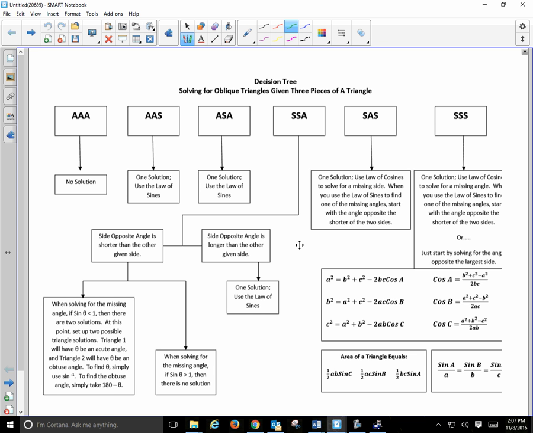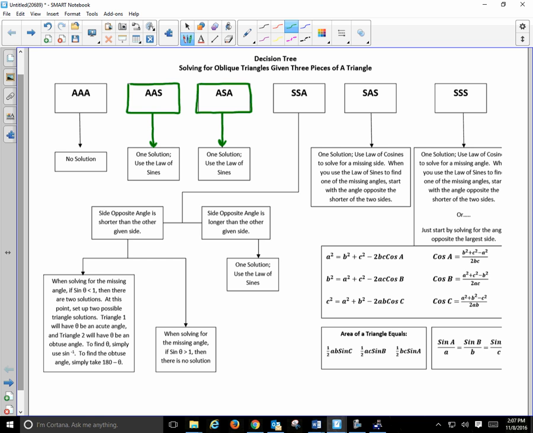All of the scenarios I've given you so far have been one of the following. On the worksheet that you had with 8 or 10 problems, angle, angle, side led to one solution. Angle, side, angle led to one solution. And then we also looked at the scenario where instead of 2 angles, we had one angle and 2 sides. In that situation, the side opposite the angle was longer than the other given side, and so it ended up giving us one solution.